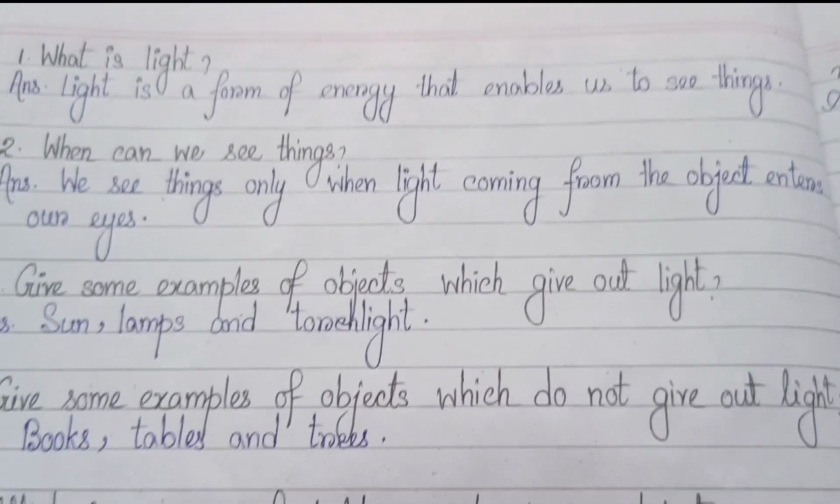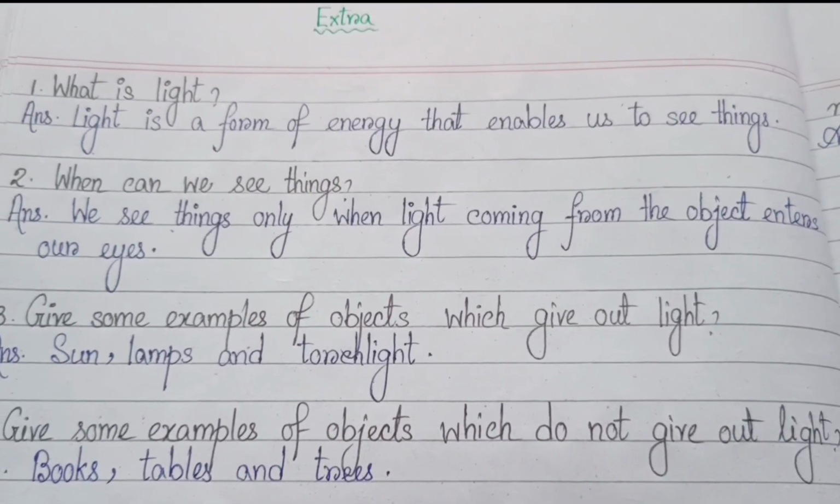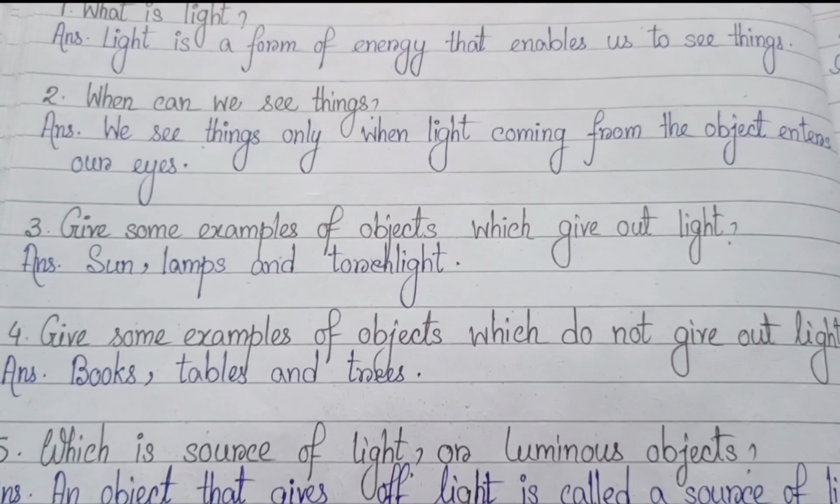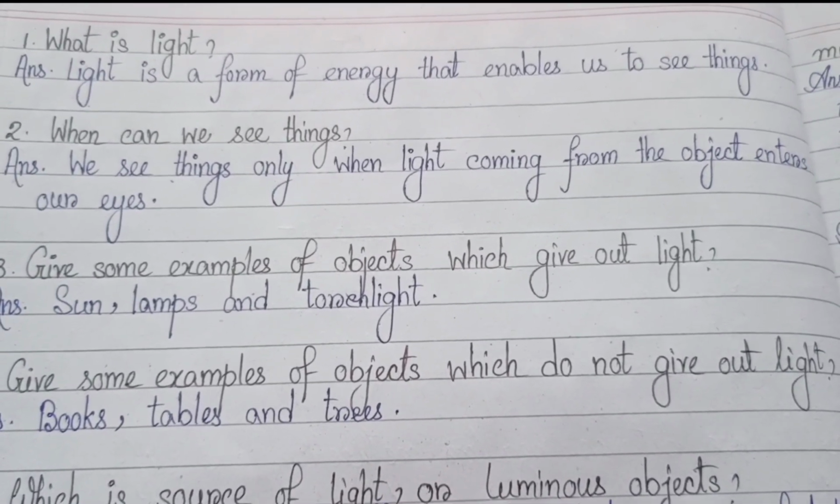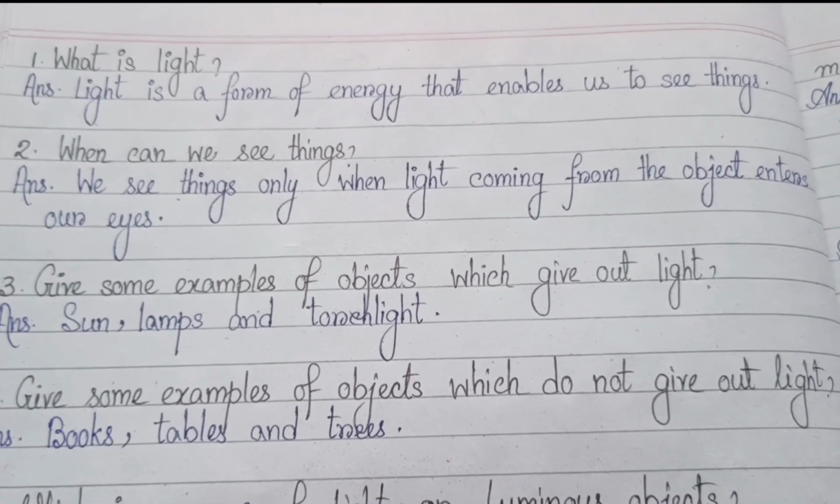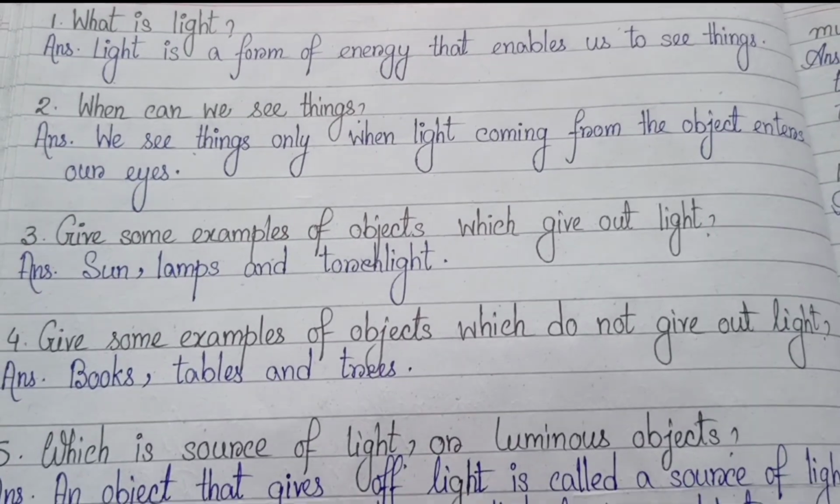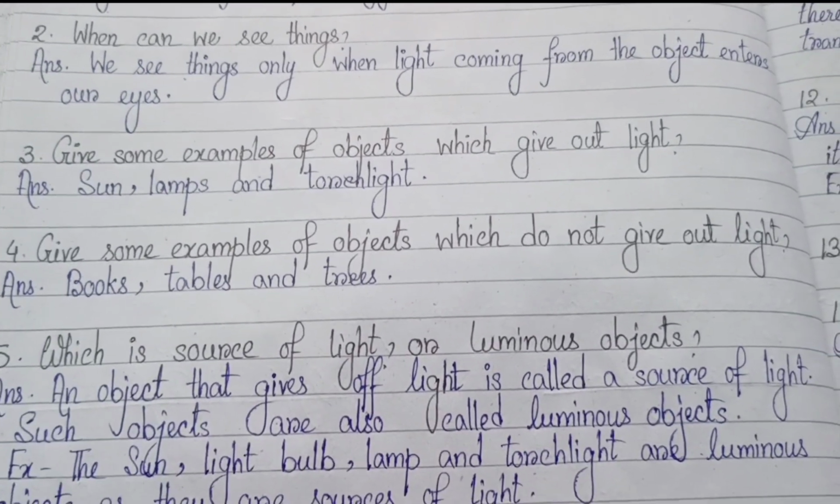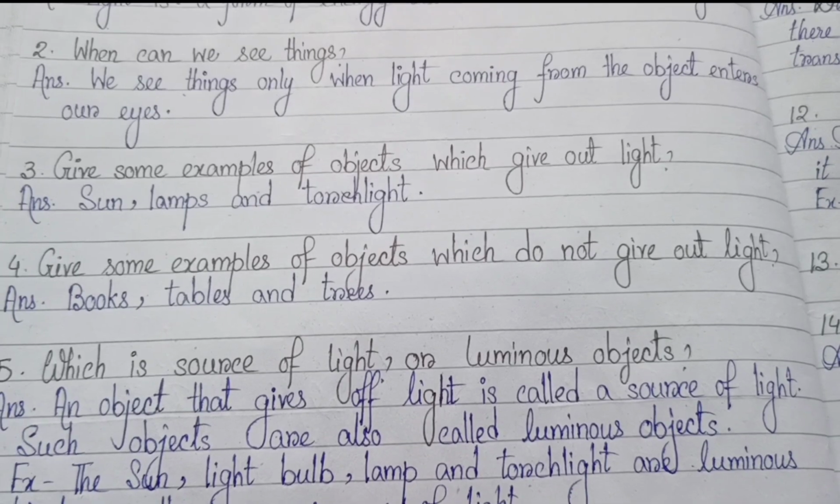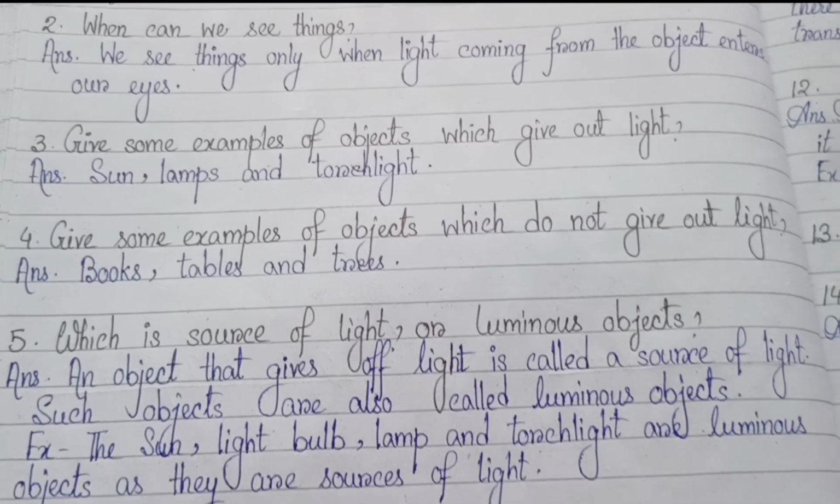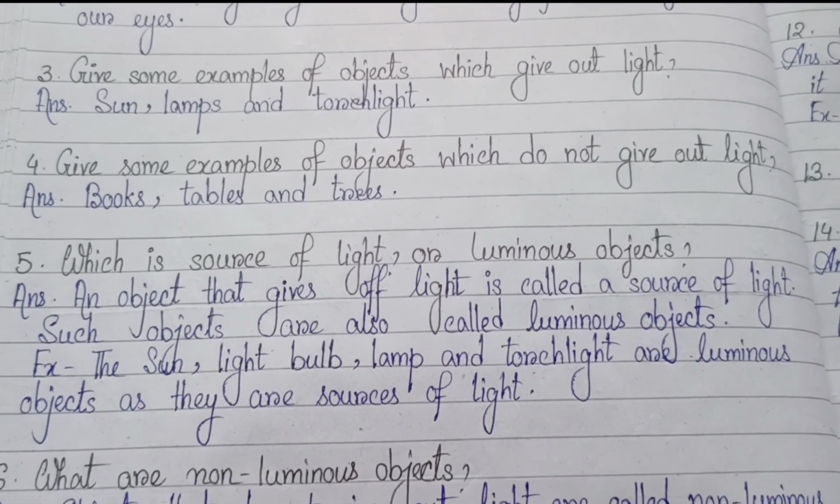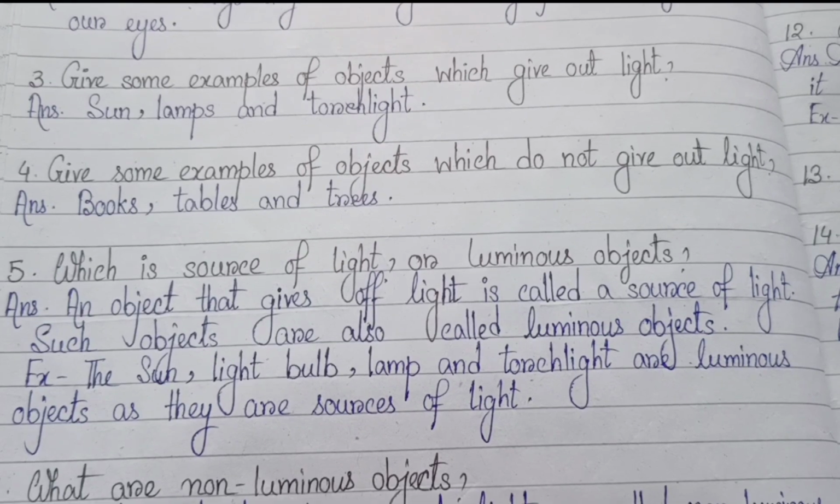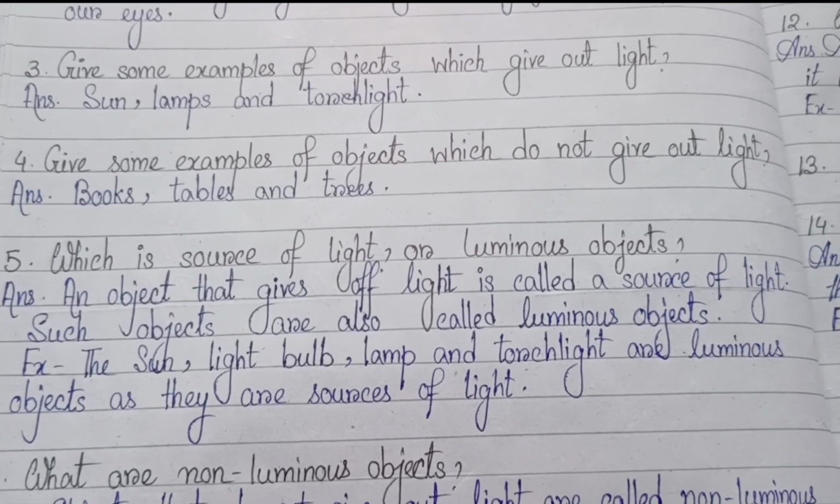Number 1, what is light? Light is a form of energy that enables us to see things. Number 2, when can we see things? We can see things only when light coming from the object enters our eyes. Number 3, give some examples of objects which give out light. Sun, lamps and torchlight.